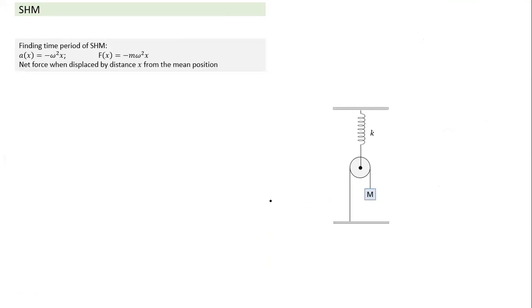Now coming to some questions: how do you find the time period of SHM motion, and what is the method of finding the time period based on the information given in the figure? The method is almost the same for all questions. What is the method we use to find time period? Time period is based on this condition: a_x is equal to minus omega square x, or F_x is equal to minus omega square x.